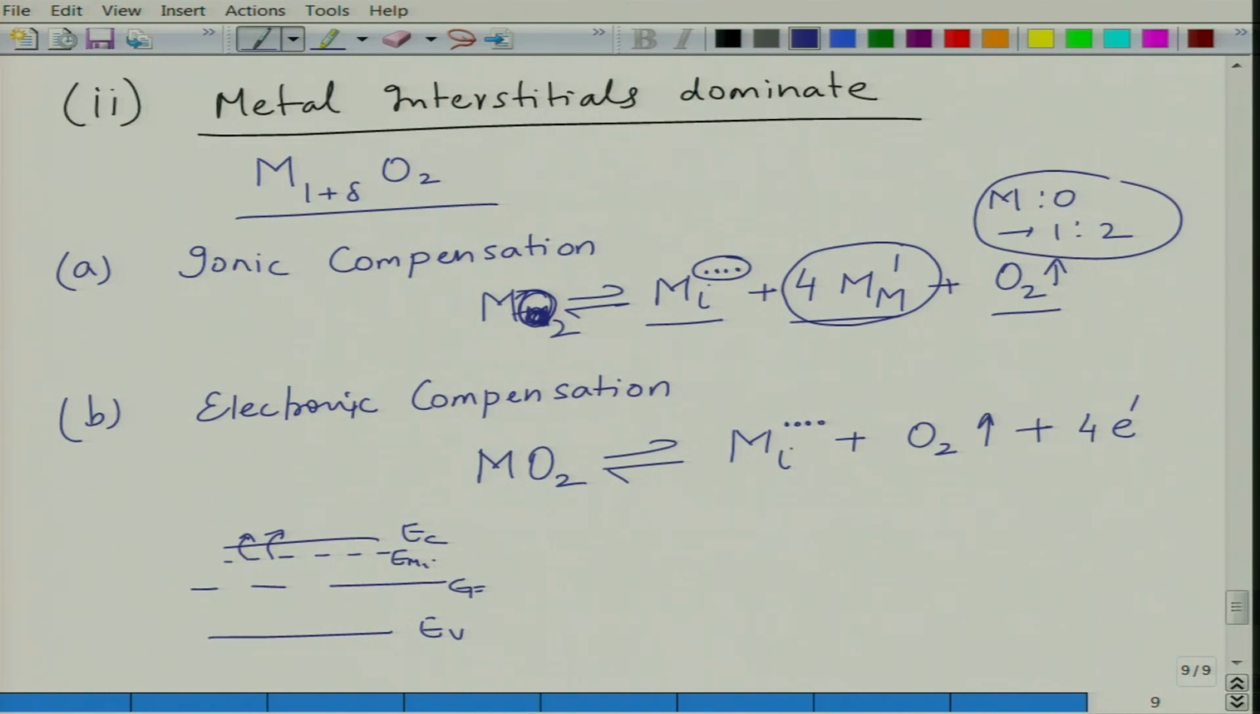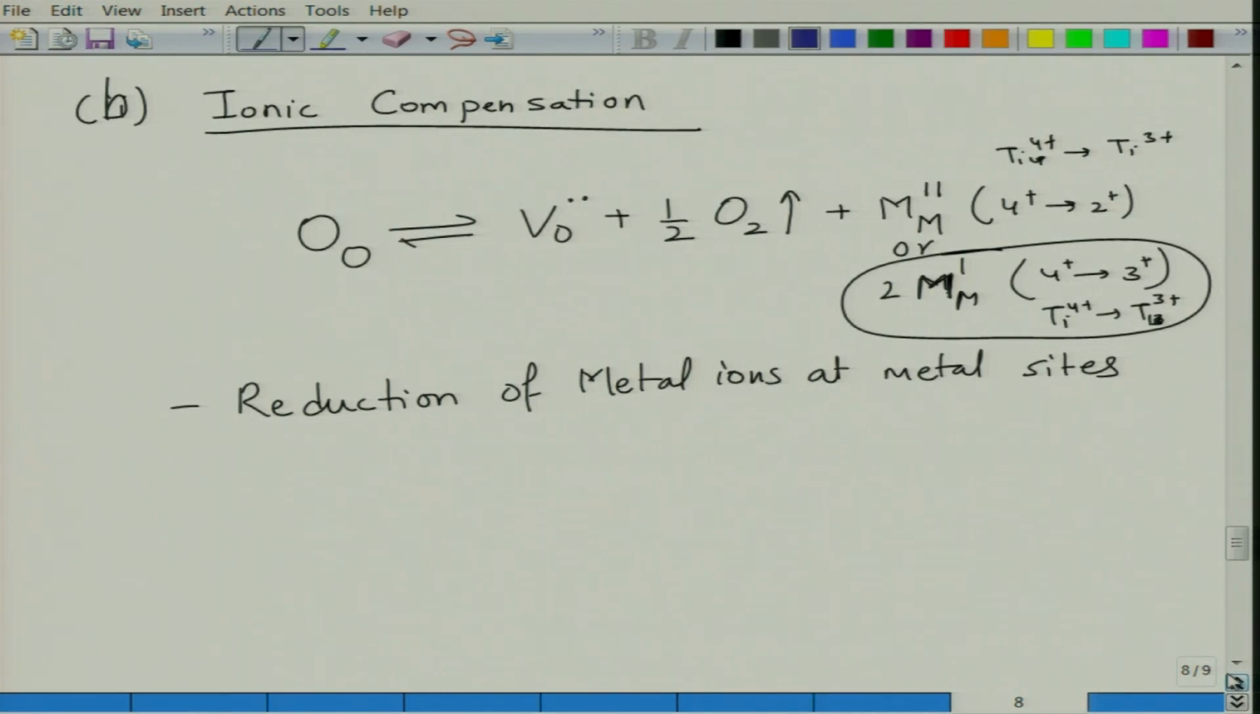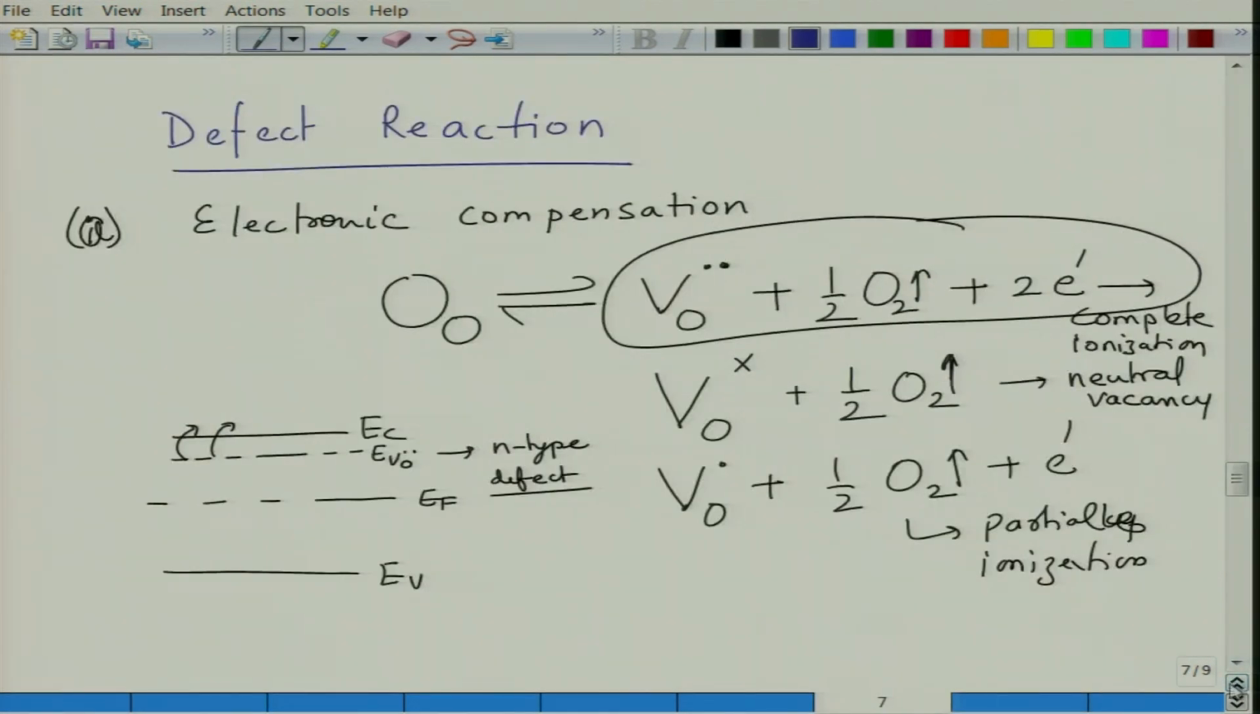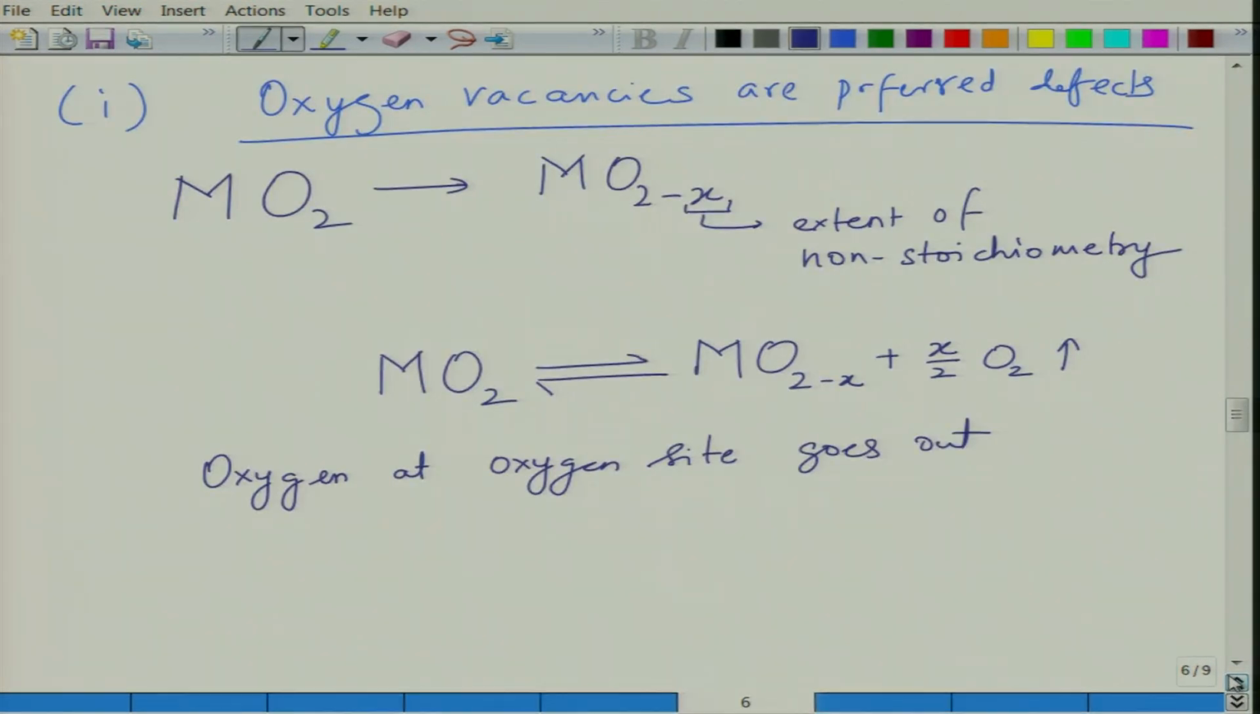Alright, so these are the possible scenarios, and this happens in materials such as TiO2, ZrO2, CeO2, Nb2O5. These are some examples in which this kind of thing happens, and oxygen defects are formed in many oxides. If you look at the previous case where oxygen vacancies are dominant, nearly most oxides show this kind of behavior.